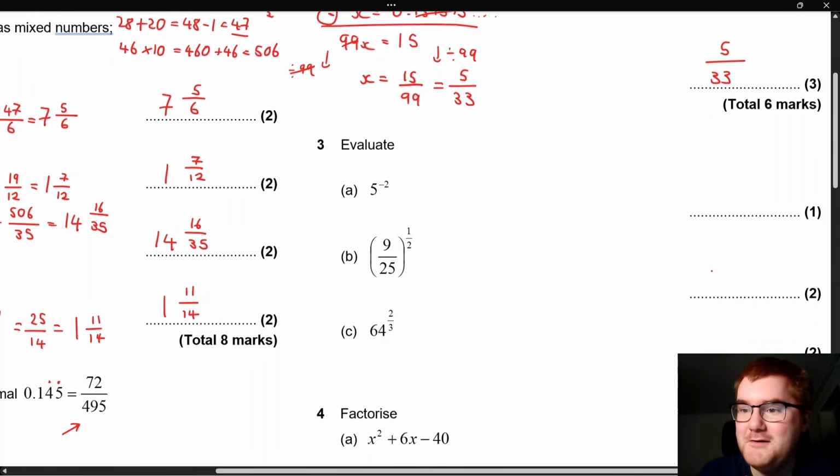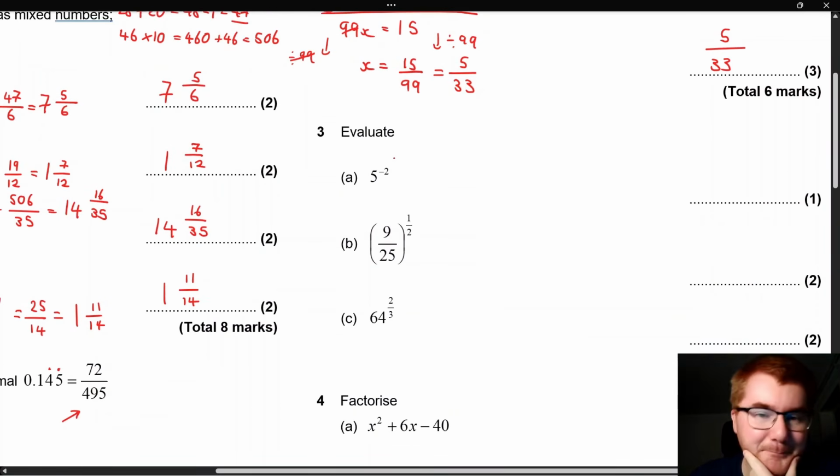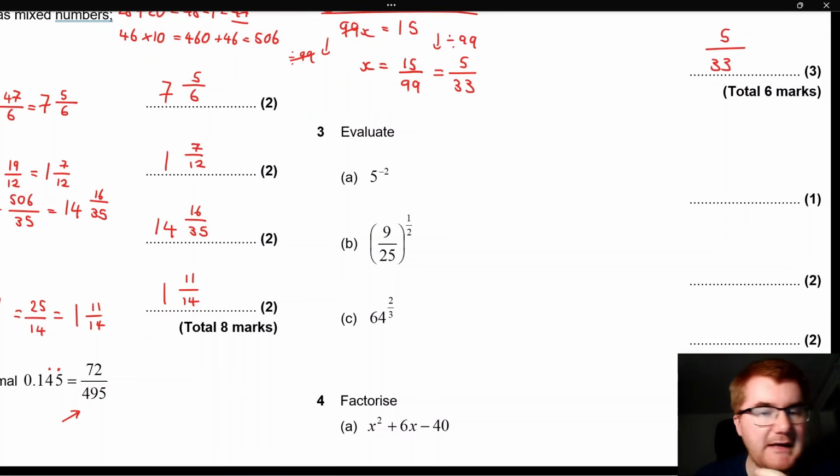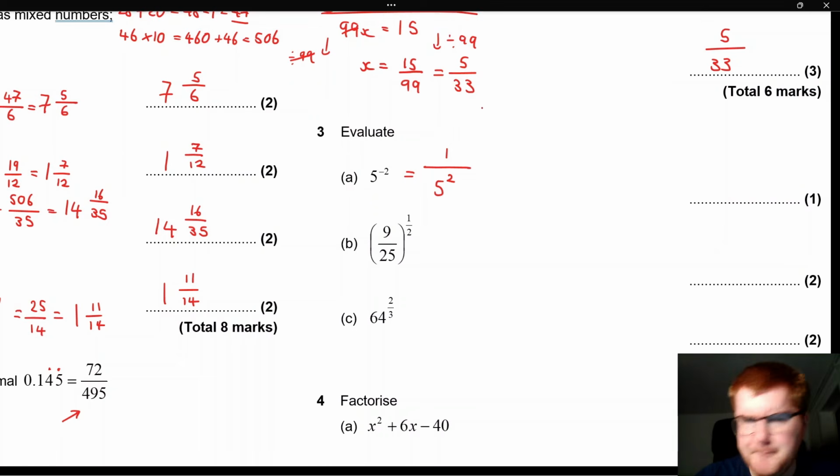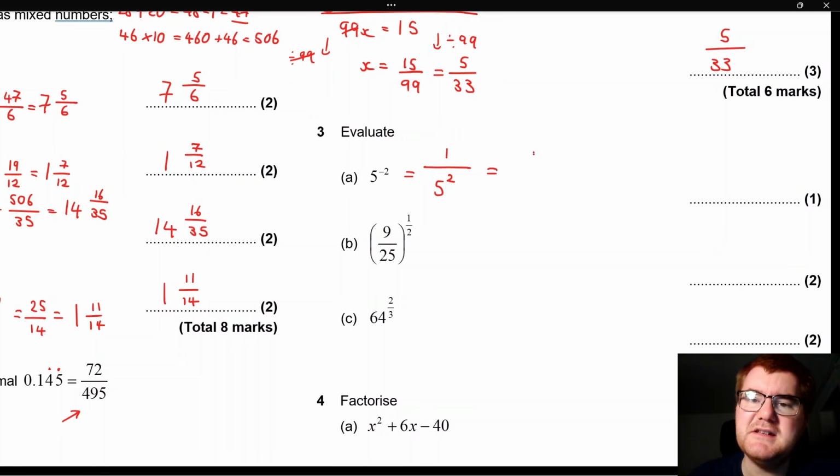Right, let's move on to question 3a. So we've got to evaluate our indices here. This is a really important topic, very non-calculator wise. Remember, as soon as I see a negative index, it's essentially a fraction, so it's 1 over the positive version. So what I mean there is 5 squared, not 5 to the power of minus 2. Again, important step to realize. And again, 5 squared, remember that's the same as 5 times 5, and that's equal to 25. So our answer there is 1 over 25.